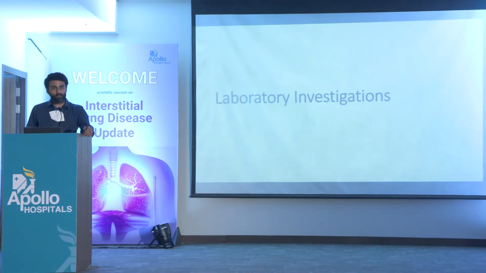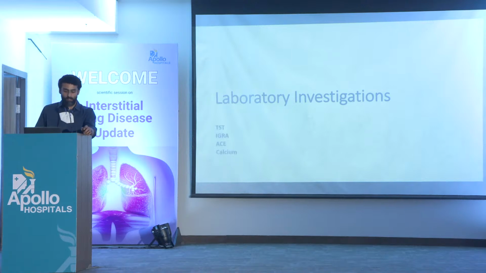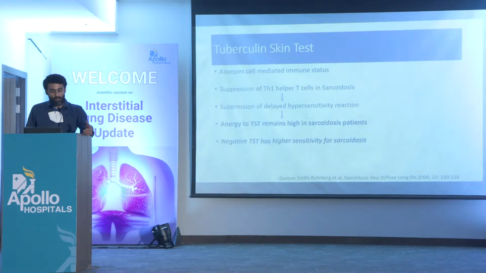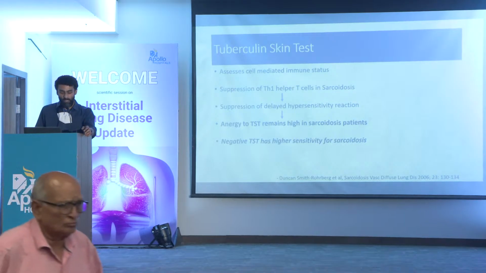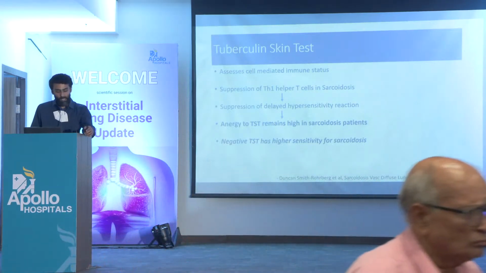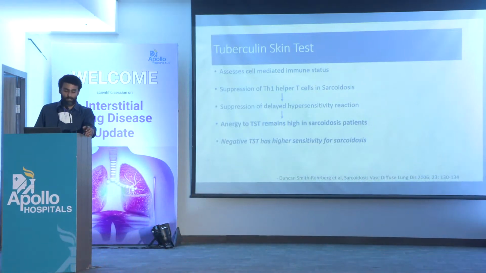What about laboratory investigations? What are the options that we have? These are the 4 options in laboratory tests that we have to differentiate sarcoid from the most common mimic, TB. So what is the role of your Mantoux test or tuberculin skin test? It assesses cell-mediated immune status. Suppression of Th1 helper T cells is seen in sarcoid. There is suppression of delayed hypersensitivity reaction, and there is anergy to TST, which remains high in sarcoid patients.